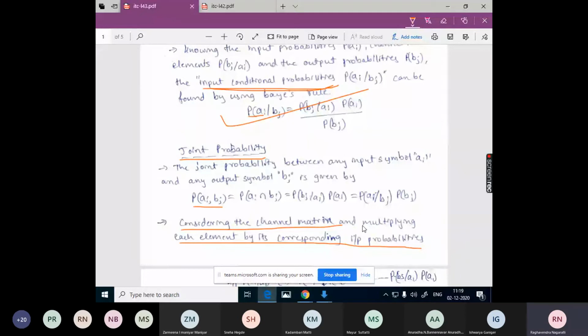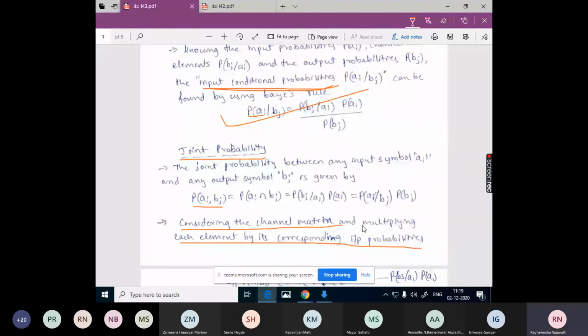So we can summarize this as summation j equal to 1 to S. Why 1 to S? Because there are S number of elements in each row. Ai is constant, so we are not writing the summation limits for Ai. We write the limits for j because j is varying, the output symbols are varying here. So P of Ai comma Bj summed is equal to P of Ai. This is the general form for property 2.